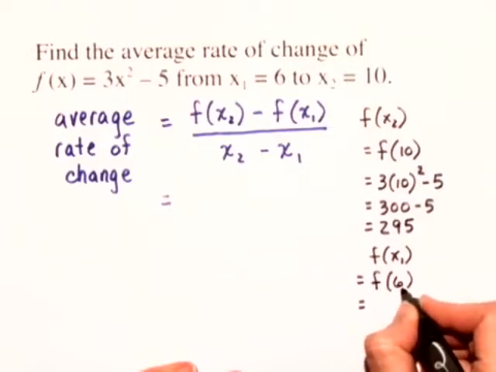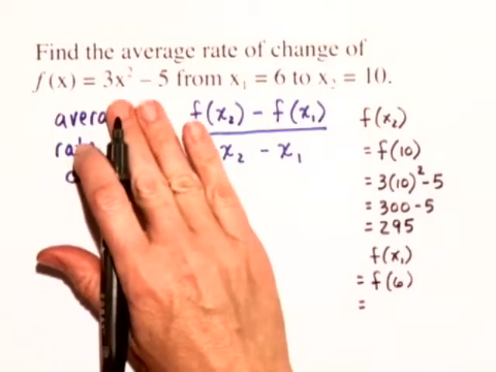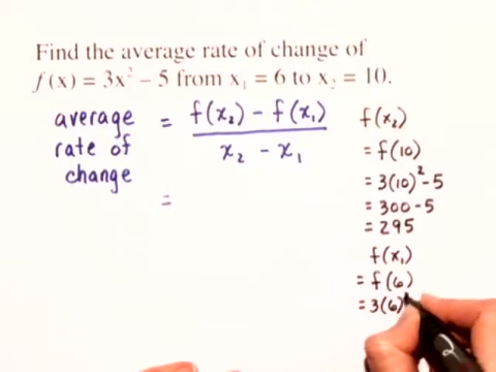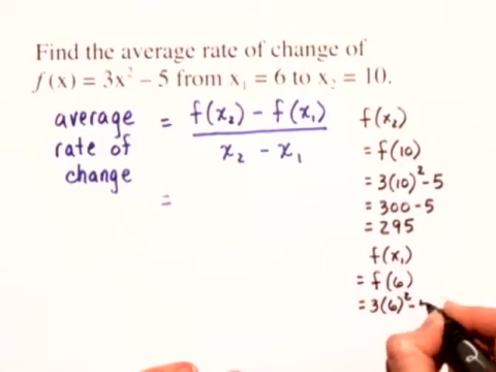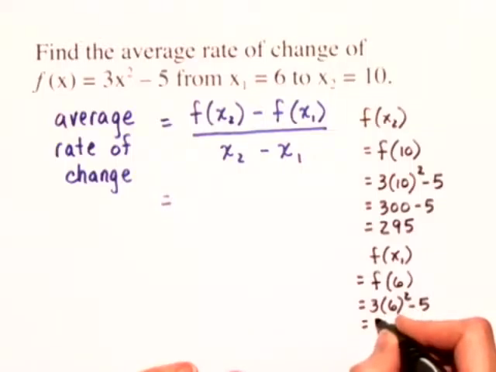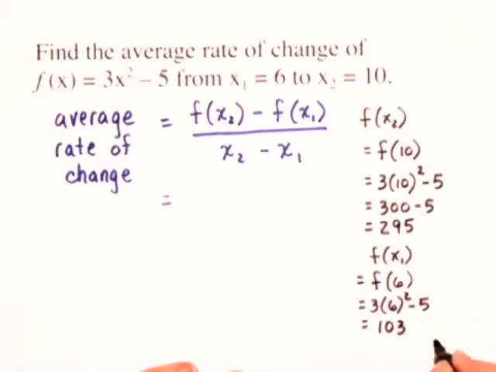So we substitute 6 everywhere we see an x up here in f of x. So it's 3 times 6 squared minus 5. So that's 6 squared is 36. 36 times 3 gives me 108. Minus 5 gives me 103.